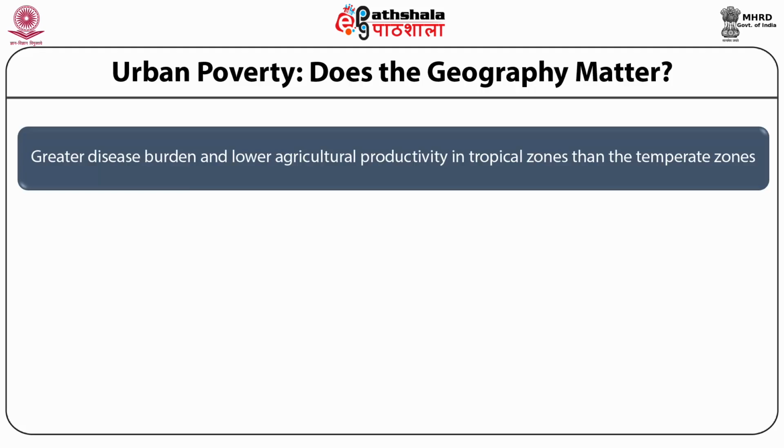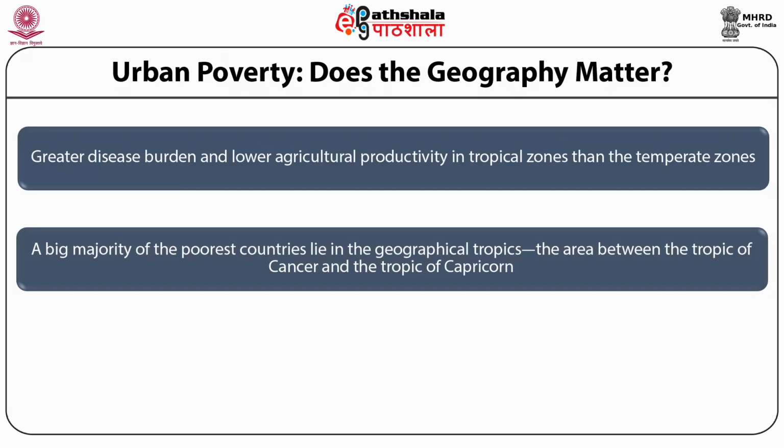Similar burdens apply to the desert zones. The very poorest regions in the world are those saddled with both handicaps: distance from sea and a tropical or desert ecology. A big majority of the poorest countries lie in the geographical tropics, the area between the Tropic of Cancer and the Tropic of Capricorn. In contrast, most of the richest countries lie in the temperate zones. The importance of access to sea trade is also evident from the geographic spread of poverty.